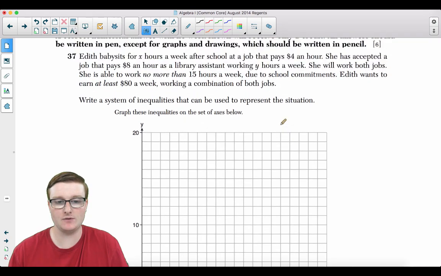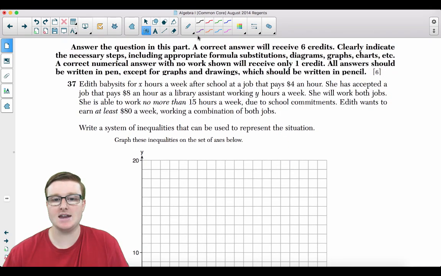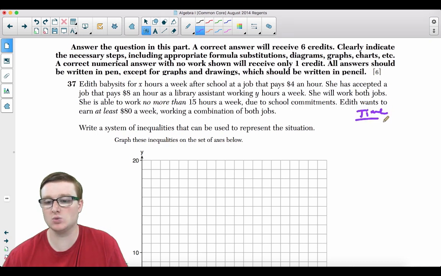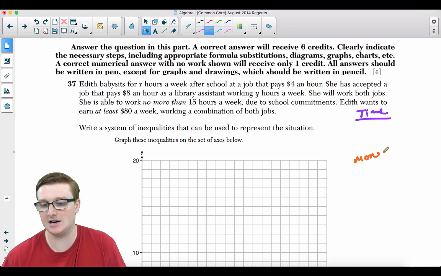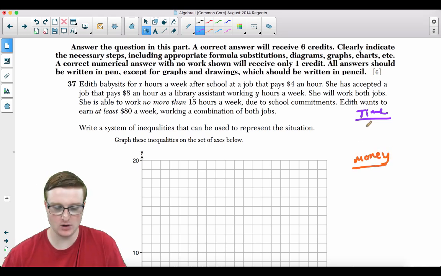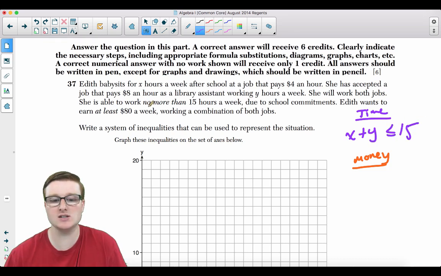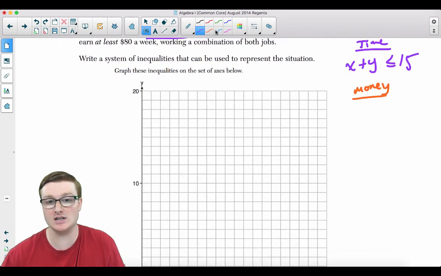All right, so first I'm going to write them. And there are two systems of inequalities that you need to understand. There's one for time, and then there's one for money or monetary units. So the time function is x plus y is less than or equal to 15 because she doesn't want to work more than 15 hours a week, but she could work 15 hours a week. That's why it's less than or equal to.